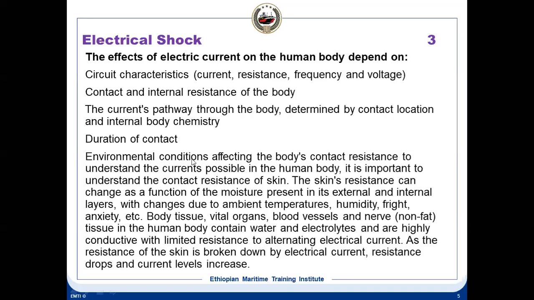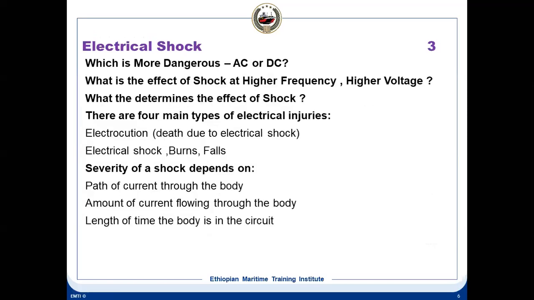And the second thing is the environmental conditions. Environmental conditions affect your body's contact resistance. Your skin resistance can change as a function of moisture present in the external and internal layers, with changes due to the ambient temperature, humidity, or your anxiety, body tissue, vital organs, blood vessels, nerve systems, or some cut on the body. All this can affect your body resistance. So environmental conditions affect your body's contact resistance, which is needed to understand the currents possible in the human body.